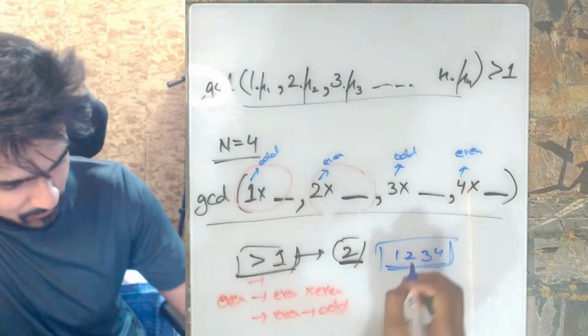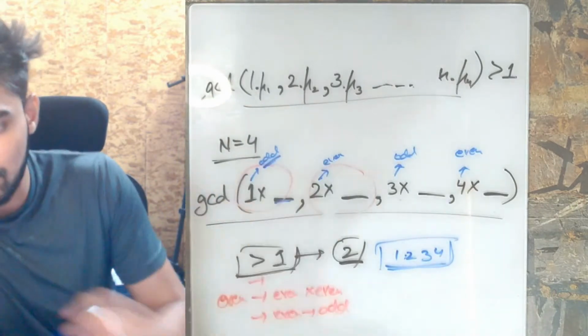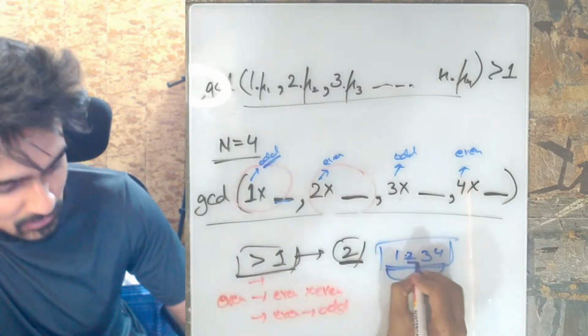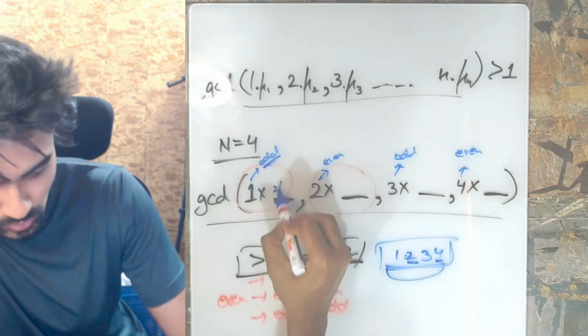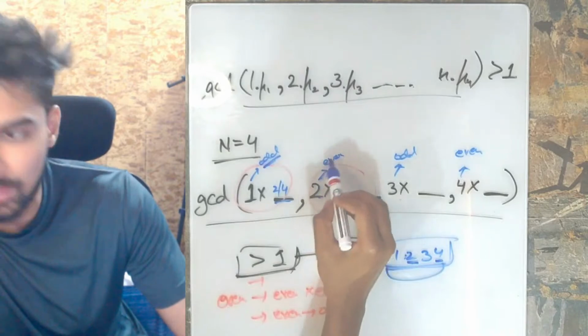Now, since this is an odd number, you need an even number here. How many even numbers do you already have here? You can either use 2 or you can use 4. Therefore, you can either use 2 or 4. Similarly, for this one, 2 is an even number.